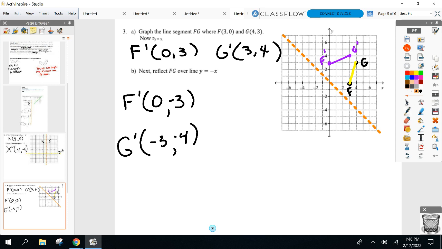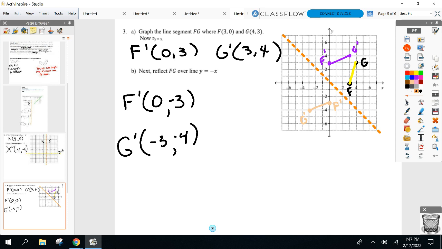And then take a look real quick. Let me graph it on mine. 0, negative 3 and negative 3, negative 4. There you go. Looks like we flipped the original over that line. Looks pretty good. You guys all right? Questions? Because I'm going to have you do this last one on your own.